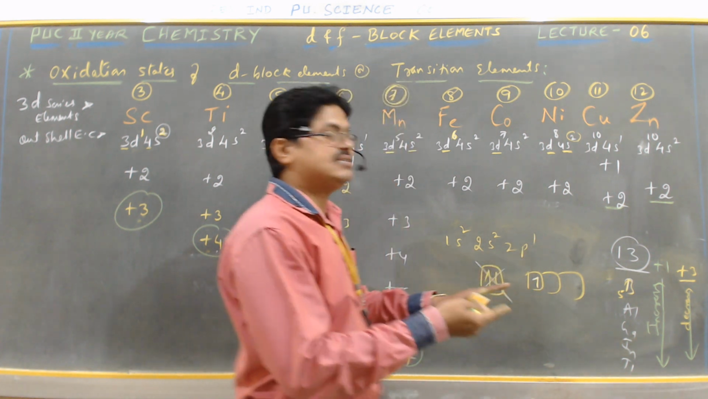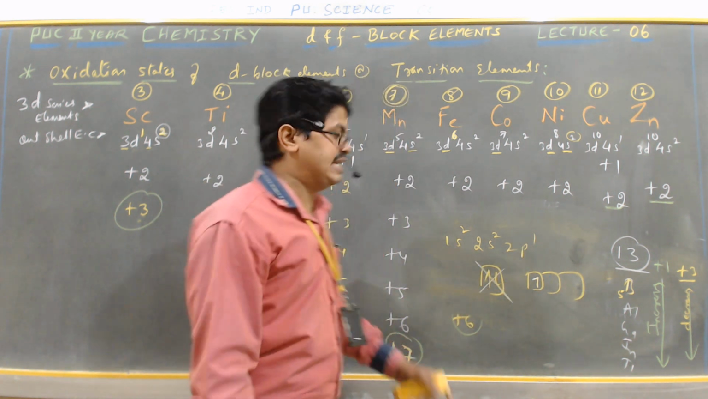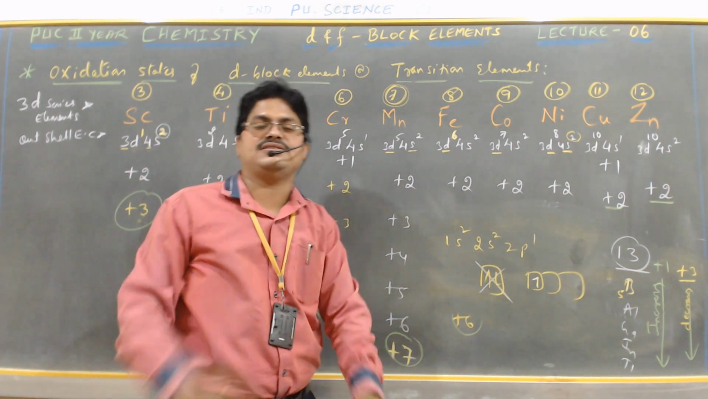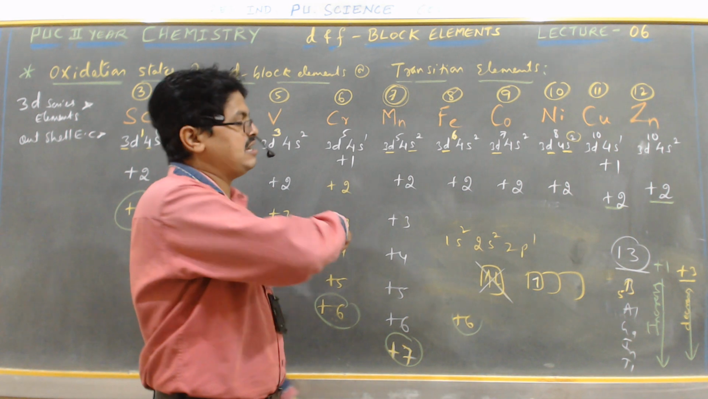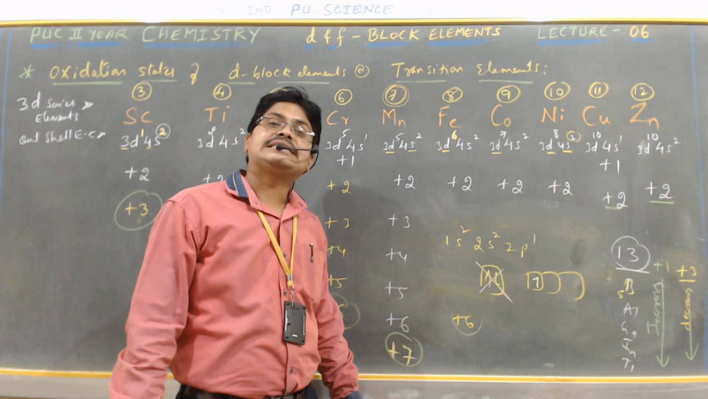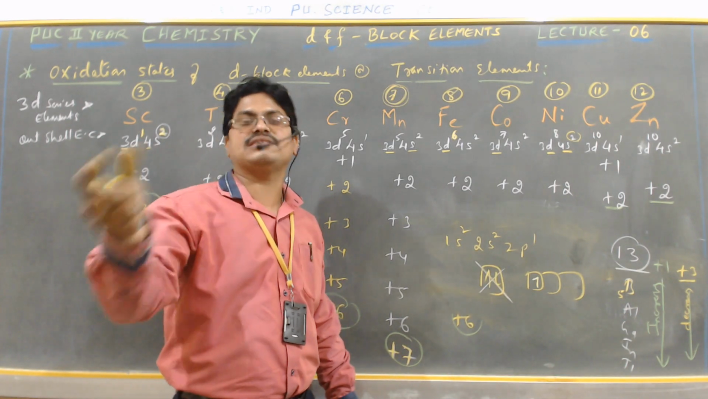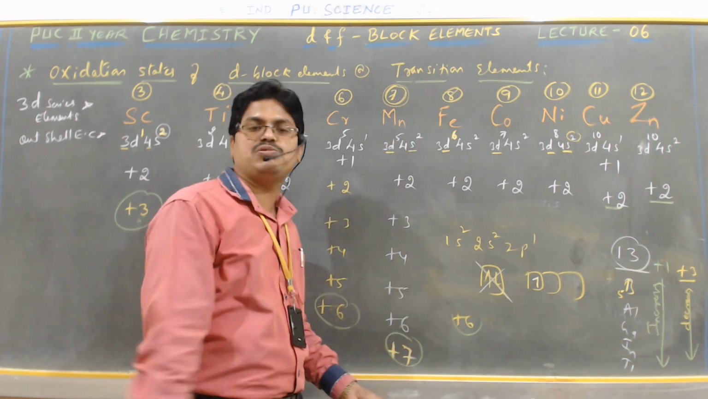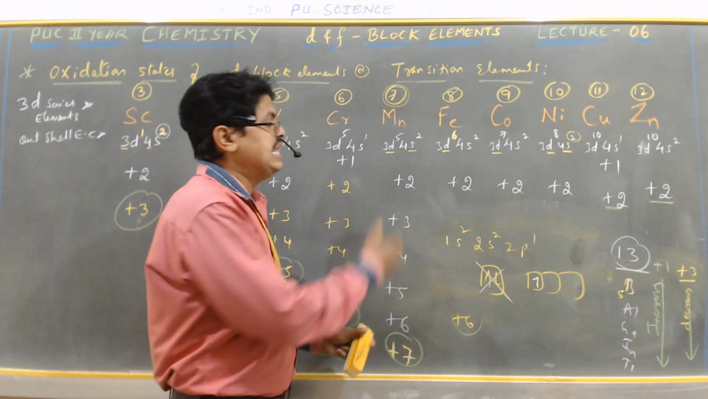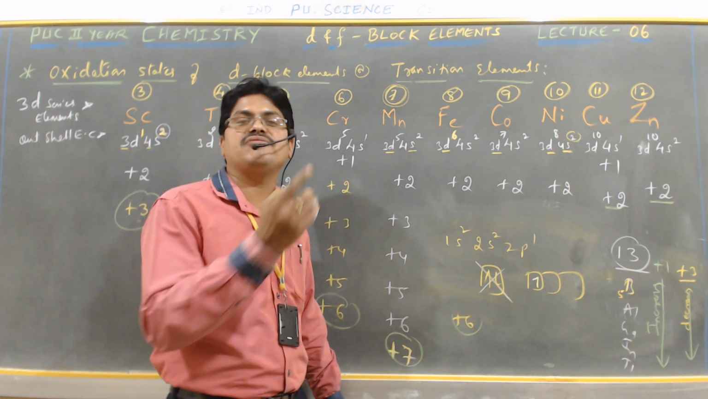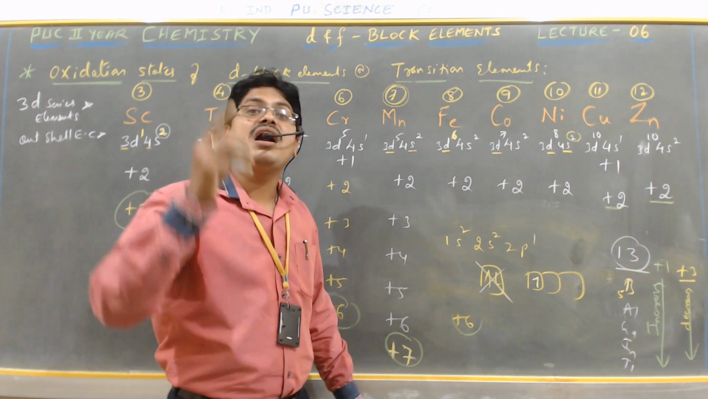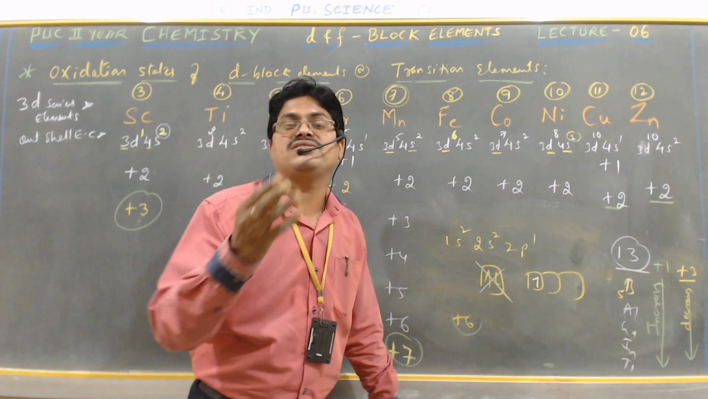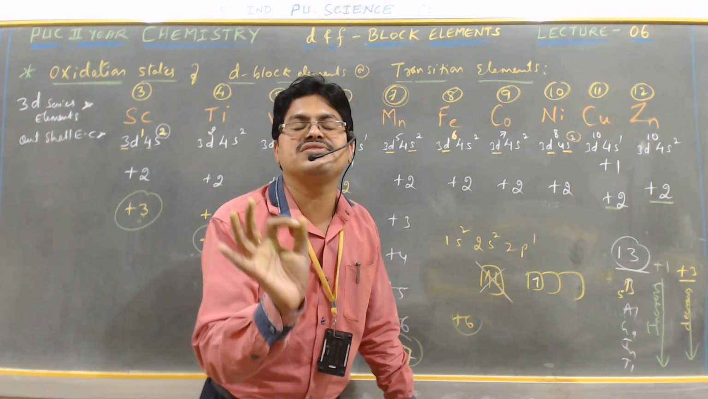But that is reverse in case of D block elements. In case of D block elements, the stability of the higher oxidation state increases down the group. Otherwise, heavier elements of D block elements are stabilized by higher oxidation state. But in case of P block, heavier elements are stabilized by lower oxidation state.